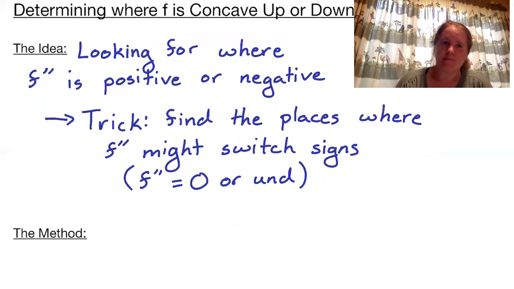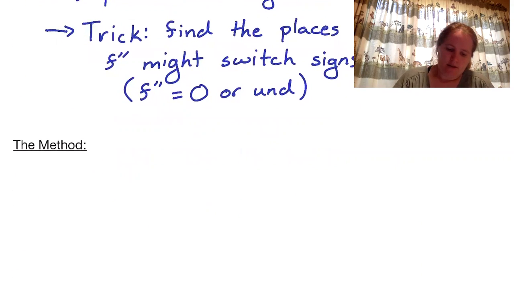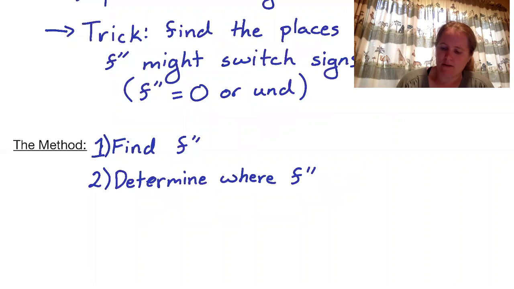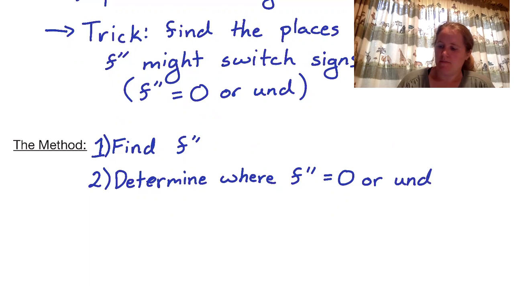So the method: we will find the second derivative, then we will determine where the second derivative is equal to 0 or is undefined. So again, these are the only places where the second derivative can switch signs.